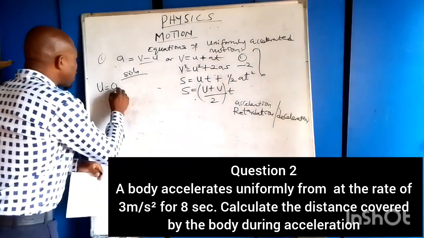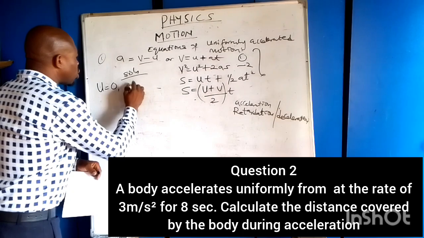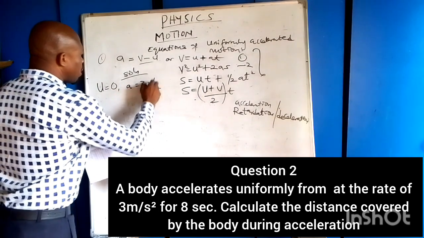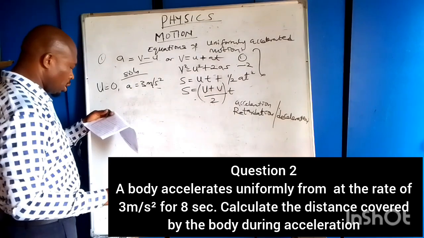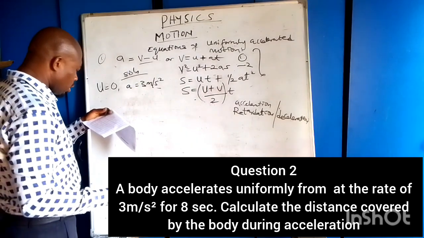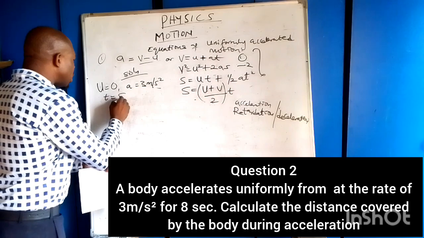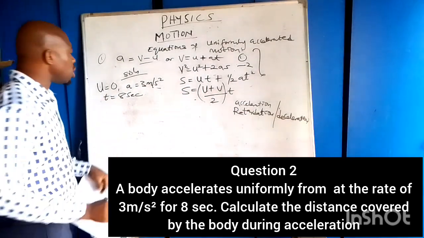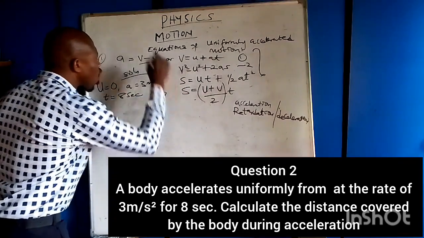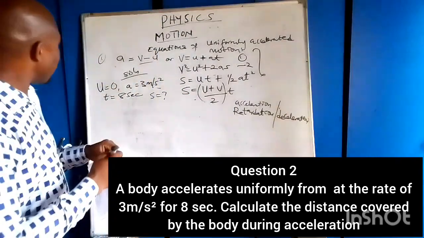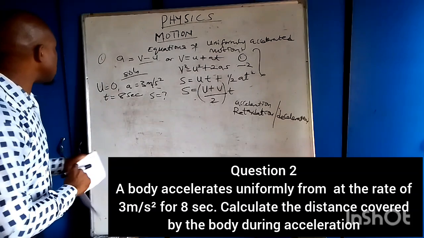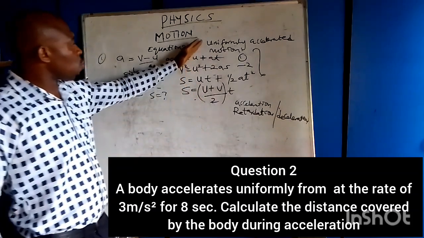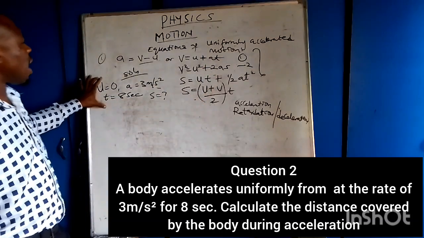At the rate of, that means our acceleration is 3 meters per second squared for 8 seconds. Time is 8 seconds. Calculate the distance covered during the acceleration. Now, having listed all these things, we'll look at which of these equations will satisfy this.